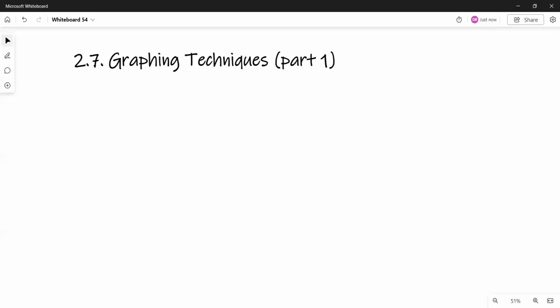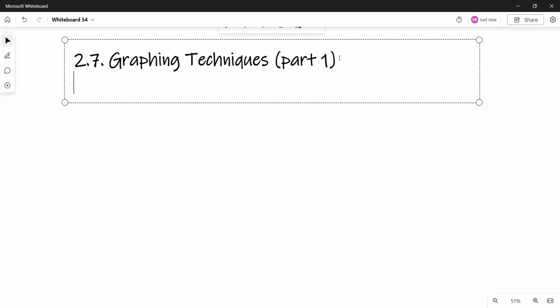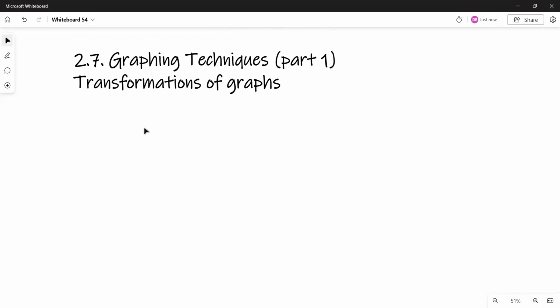Hello. In the last section, 2.6, we saw a list of basic functions, or parent functions. Now we're going to do a longer section on graphing techniques, so I'm going to do this in parts. We can call this graphing techniques or transformations of graphs. We're going to see several types of transformations. I'm not following the order of the book, but the first type of transformation is going to be translations or shifts.